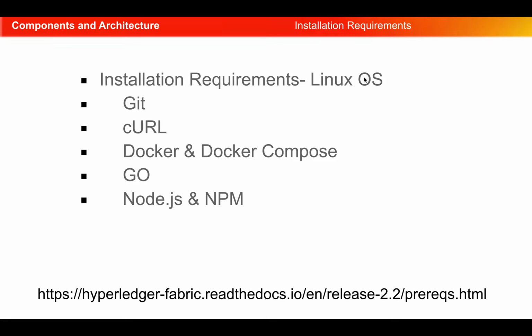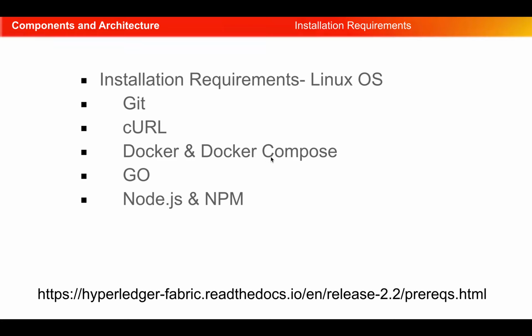So for Linux OS, you don't have to explicitly install Python because Python is inherently there in Linux OS. So you don't have to explicitly go and install Python. So these are the lists of packages and softwares that you have to install for Hyperledger Fabric. So Git is required, which is the repository with which we are going to get our Hyperledger Fabric base code from, and CURL is required to get the repository from Git or get all the packages from Git.